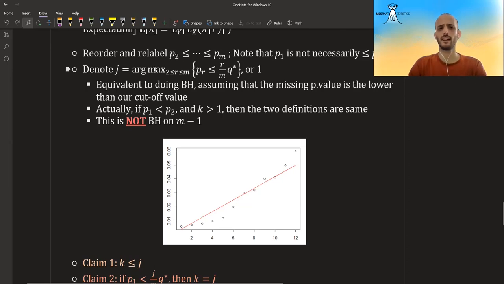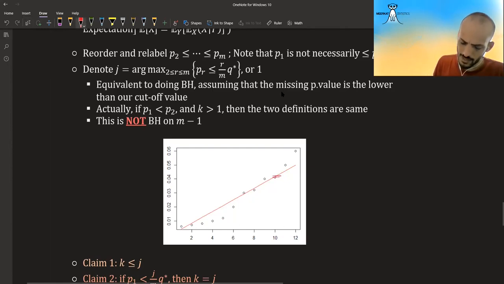Okay, so this looks a lot like Benjamini-Hochberg, but it's not Benjamini-Hochberg on M minus one. Because look, R is only going from 2 to M, so it's not the same as if you would do this on M minus one. If you would do this on M minus one, you would have to divide by M minus one, and you would have to go from one till M minus one. This is not what it is. So what is it? Okay, let's say this was the cutoff value.